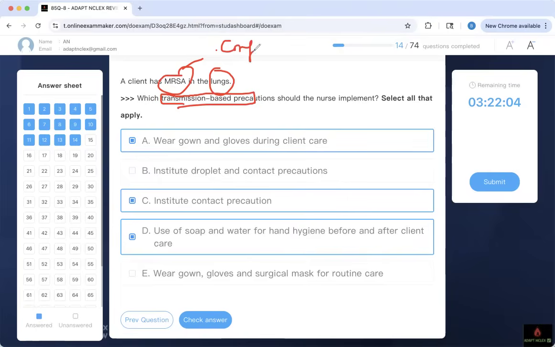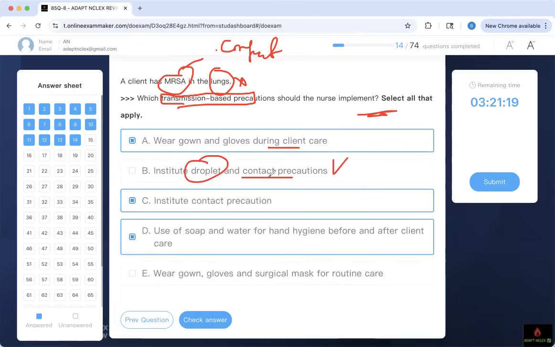MRSA is a contact precaution, right? Whether it's in your lung or on your skin, it's still what? Contact. It becomes droplet if the patient is coughing or you're trying to suction the patient, right? But right now, the patient has MRSA in the lung. Unless you touch the patient or you touch any of the droplet from them, it's still contact. It never changes. Therefore, you wear gown and gloves during routine care. That is contact precaution. You don't institute droplet, you institute contact precaution.